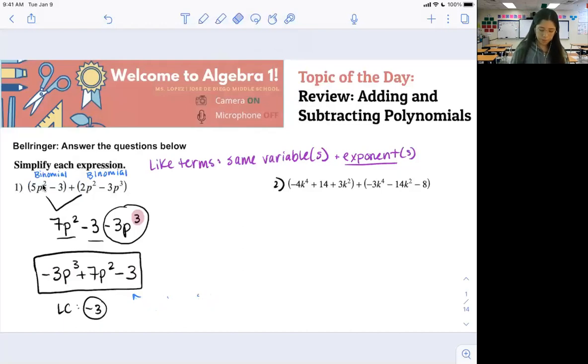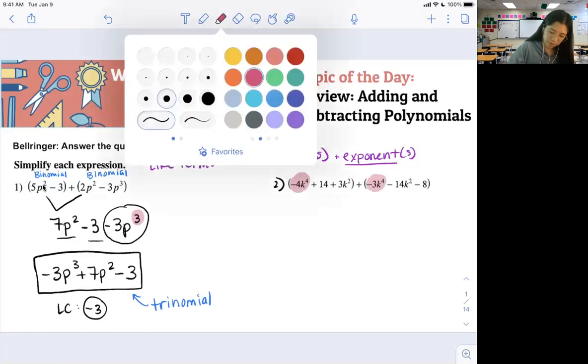Cool. Let's do number 2. Okay. Number 2, same idea. First, we look for like terms. So where are my like terms? Somebody name a pair of like terms. -4k to the power of 4, and -3k to the power of 4. Good. Those are 2 like terms.